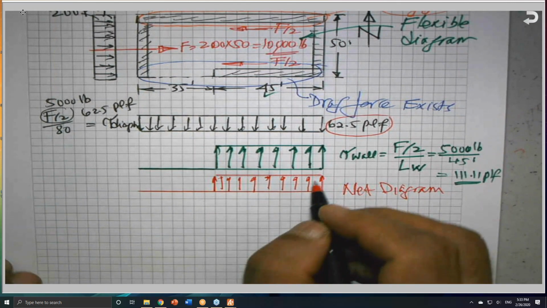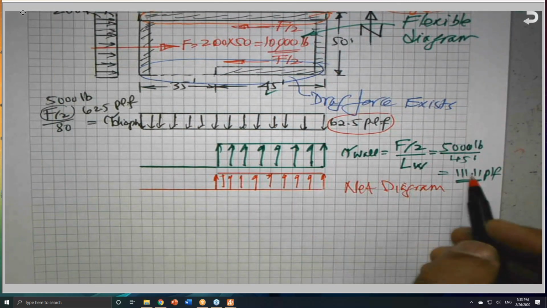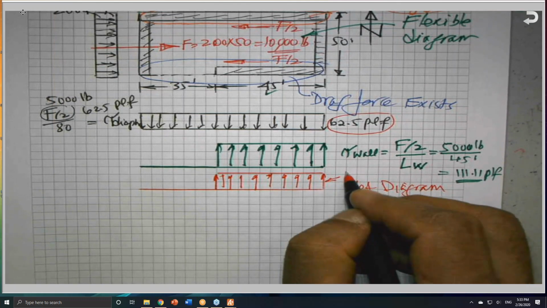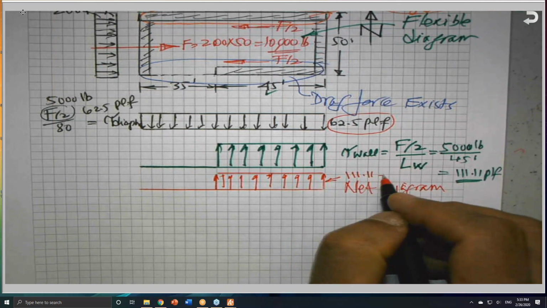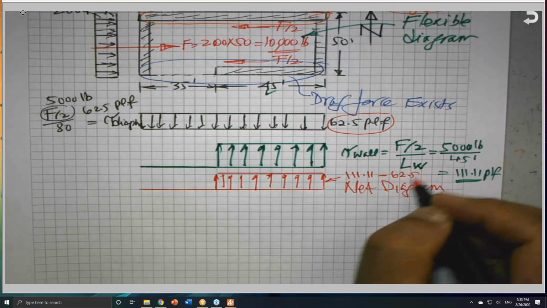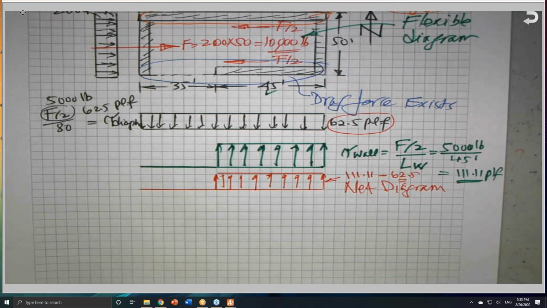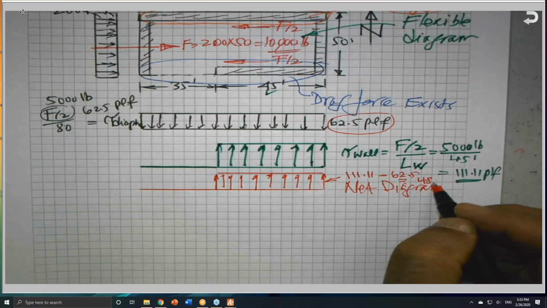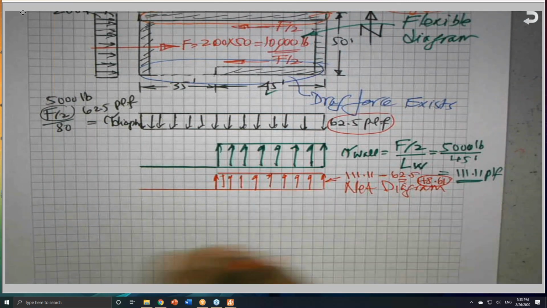The difference between them is what? Is this net diagram here, this is 111.11 minus 62.5. This will give me 48.61, if my math is correct. Everybody got 48.61?